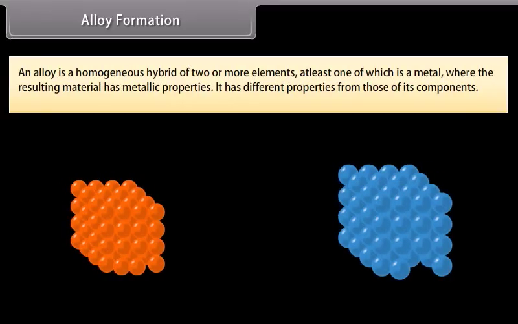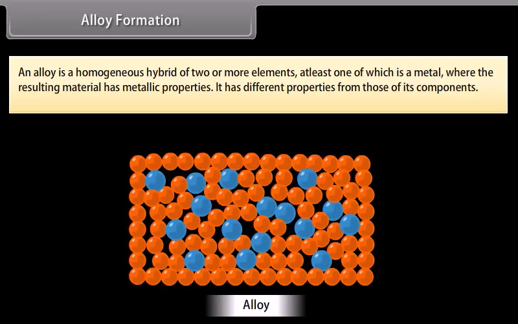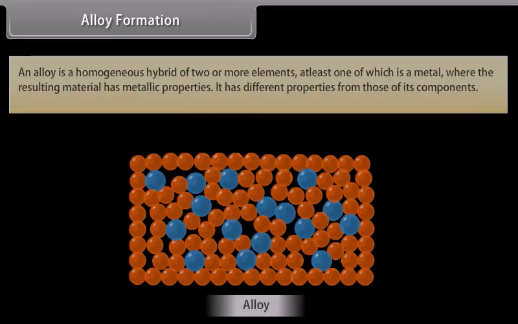Alloy formation. An alloy is a homogeneous hybrid of two or more elements, at least one of which is a metal, where the resulting material has metallic properties. It has different properties from those of its compounds.